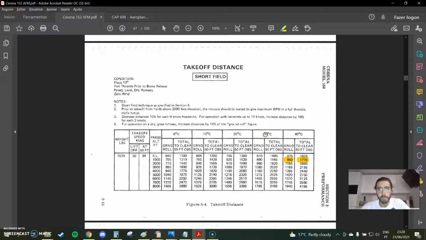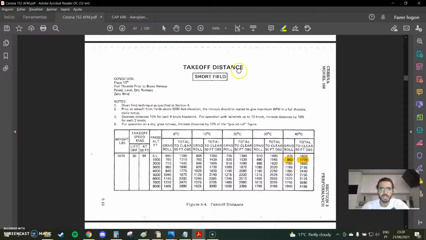All right, but I didn't highlight these values. I highlighted these ones. And why? Because if you check here, this is takeoff distance for the short field, which means that when you're going to take off, you have to have your feet on the brake, full power, and then just release it, and you'll have to be with flaps 10. We usually don't do this, okay? We just perform a regular takeoff.